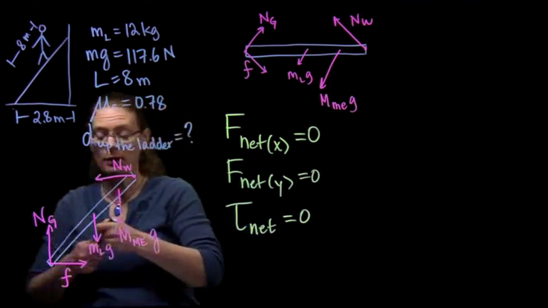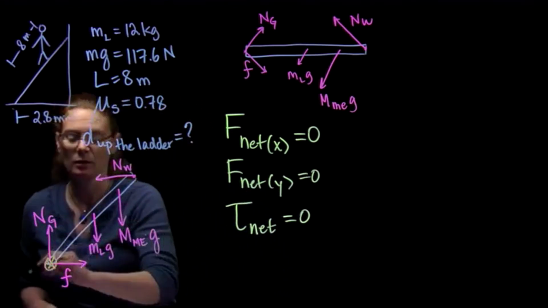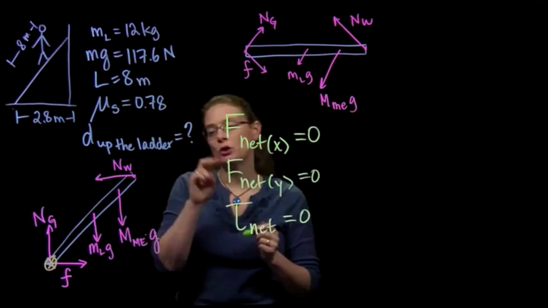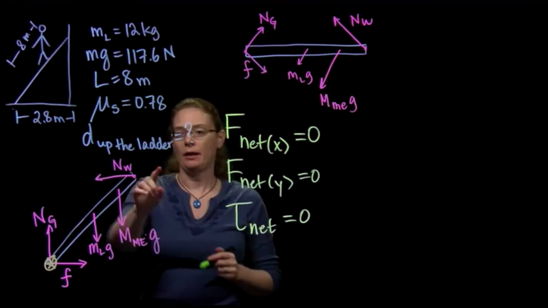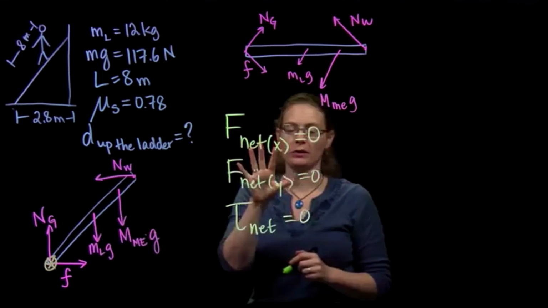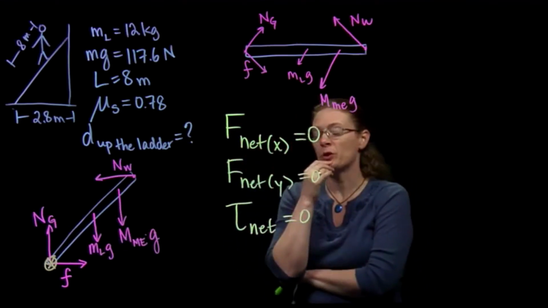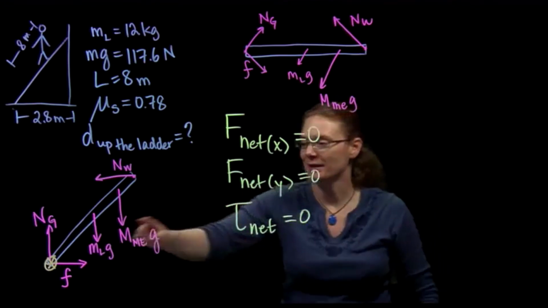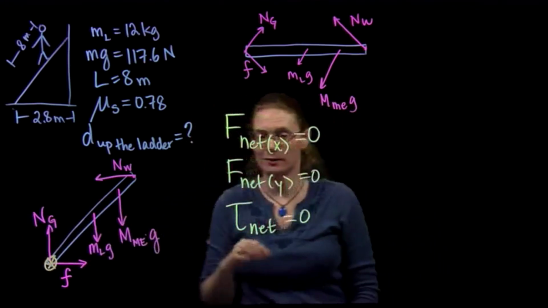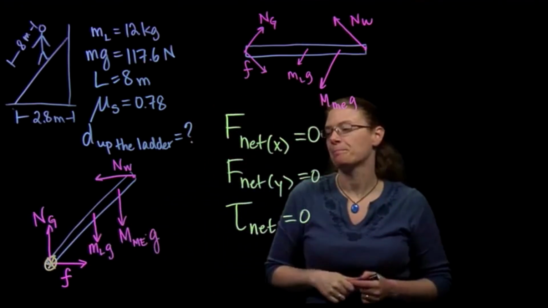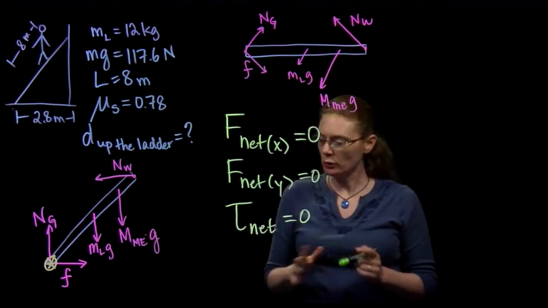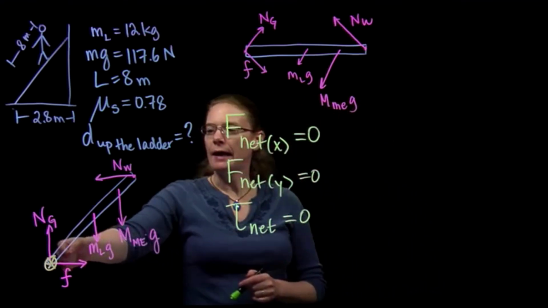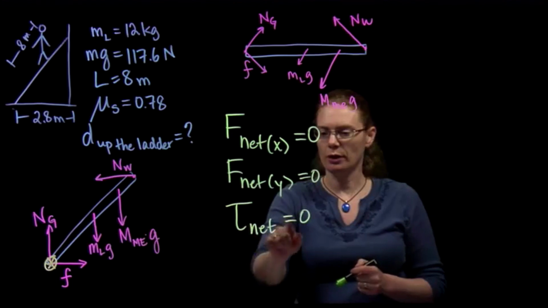If I choose my pivot right here, I can get rid of 2 forces. I have 1, 2, 3, 4, 5 forces. And if I choose my pivot down at that bottom, I'm only going to have 3 torques because neither of these forces causes a torque. They're acting right at the pivot. So let's try that. I've chosen my pivot point right there. Now I'm going to do net torque equals 0.